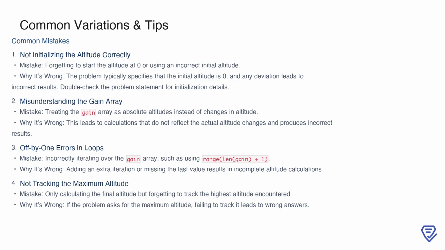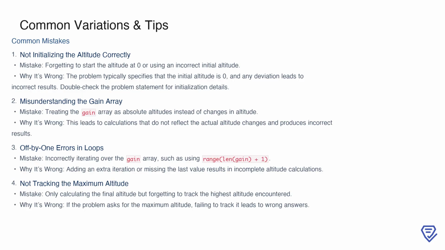One common mistake when solving this problem is failing to initialize the altitude correctly. The problem typically specifies that the initial altitude starts at 0, and forgetting this or using the wrong starting value will lead to inaccurate results. It's crucial to double-check the problem statement to ensure your initialization matches the requirements. Another pitfall is misunderstanding the gain array. The gain values represent changes in altitude, not absolute altitudes, so treating them as absolute values will cause your calculations to deviate from the intended logic.